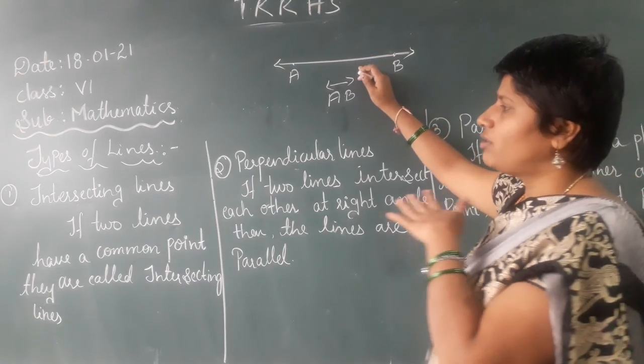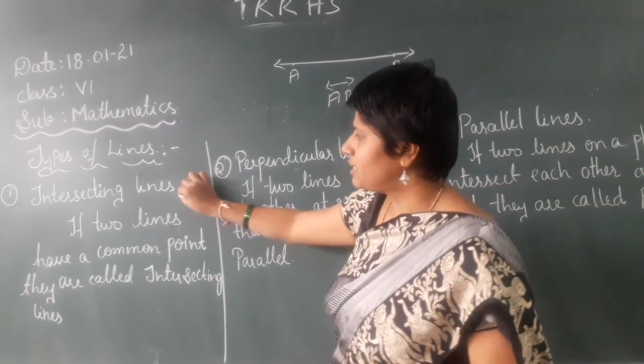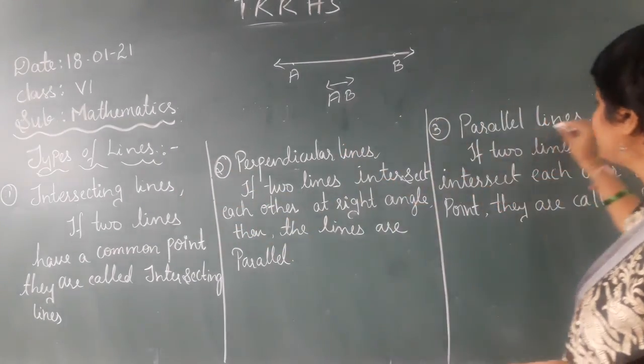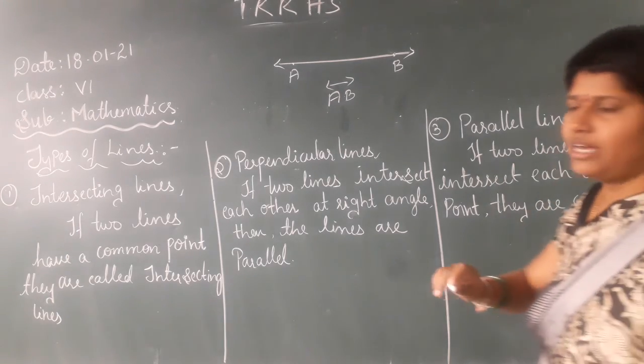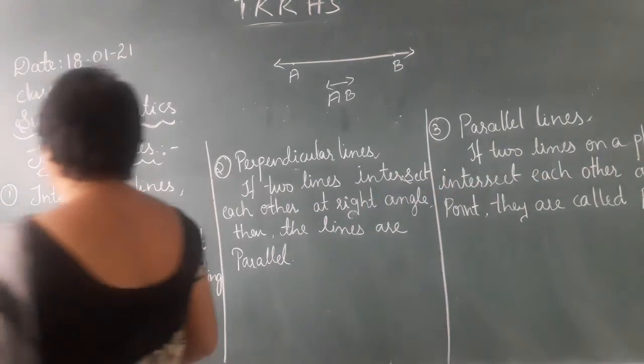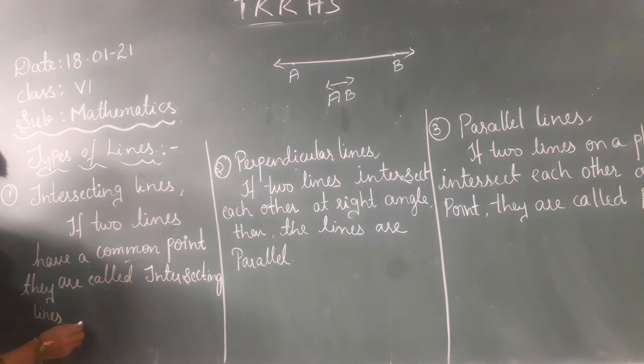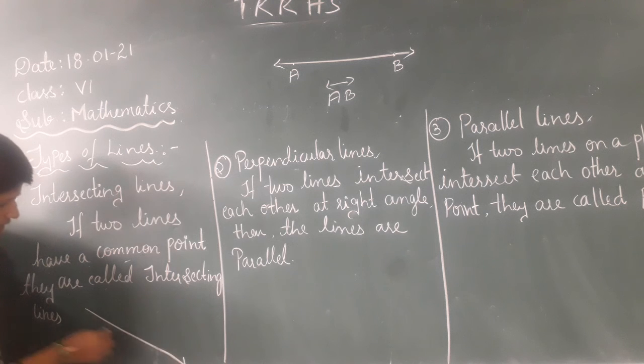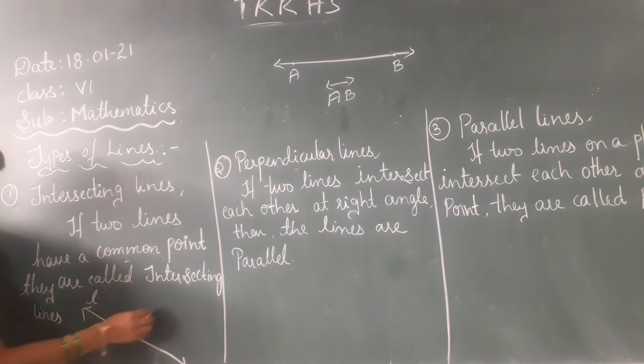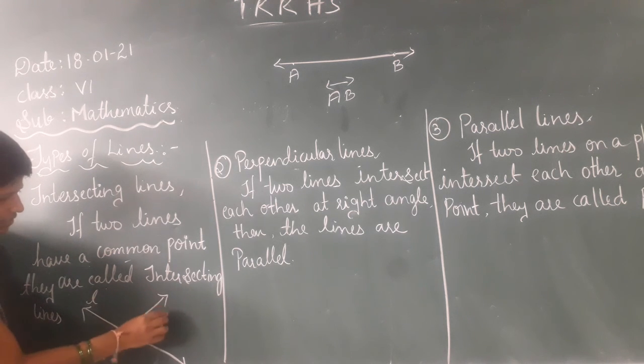In this, we have three types of lines: intersecting lines, perpendicular lines and parallel lines. So what are intersecting lines? We will see now. Intersecting lines are nothing but if two lines have a common point, they are called intersecting lines. Suppose I have taken a line L and one more line M.